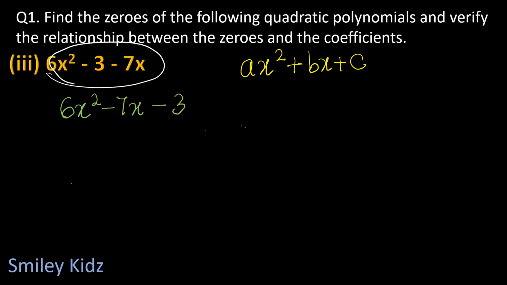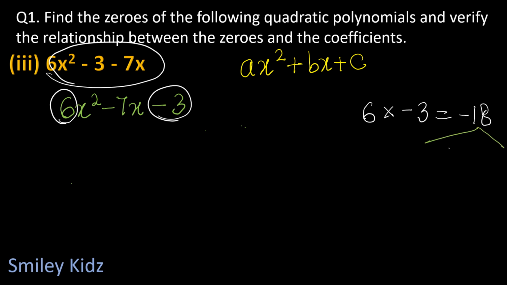Now we are going to acquire the zeros and then verify the relationship between the zeros and the coefficients. Now multiply the constant term with the coefficient of x square. So the coefficient of x square is 6 and the constant term is minus 3, which is minus 18. Right? When we multiply we get minus 18.